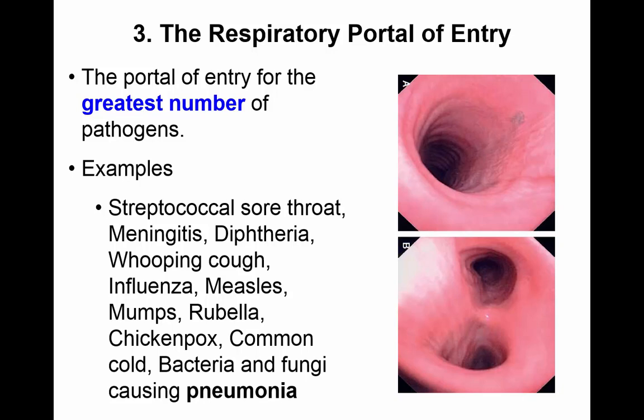Now, another portal of entry is the respiratory portal, and it's important to remember that this is where we get the greatest number of pathogens, because this always stays open. Unless you hold your nose and keep your mouth shut, your respiratory tract is always open. And you see here you've got strep, meningitis, whooping cough, which you may be familiar with if you have small children or have worked in daycares, chicken pox, and even pneumonia.